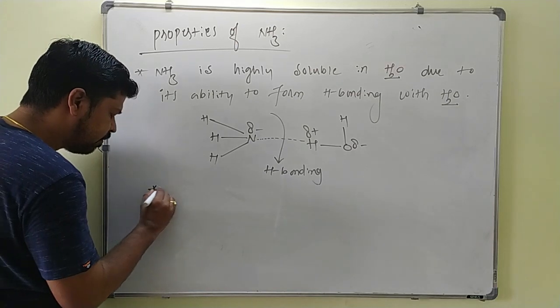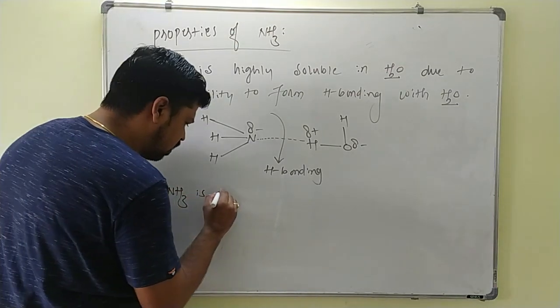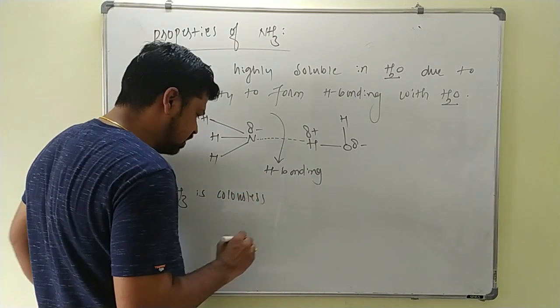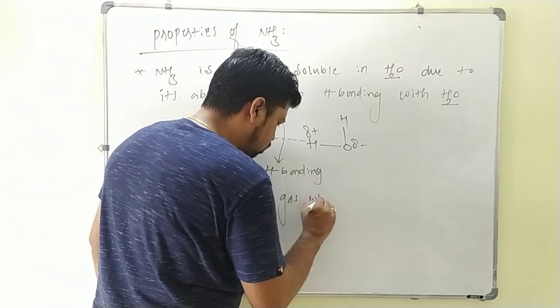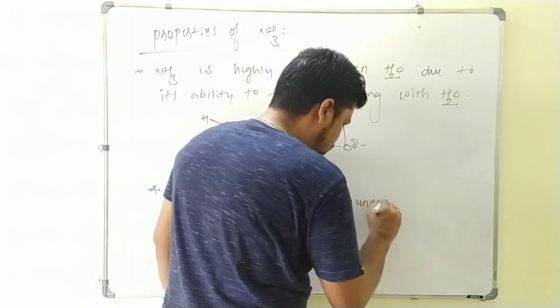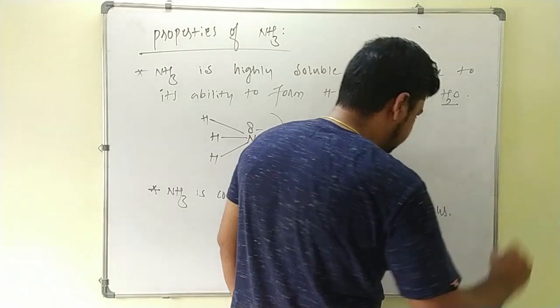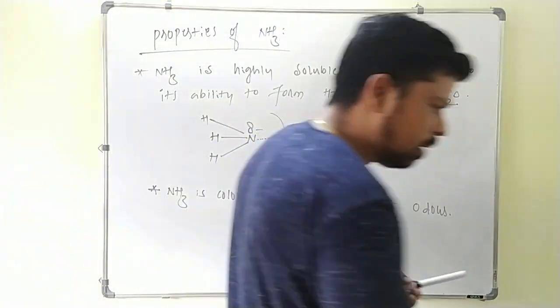Next point, ammonia is a colorless gas with pungent odor. Okay. The next point is the basic property of ammonia.